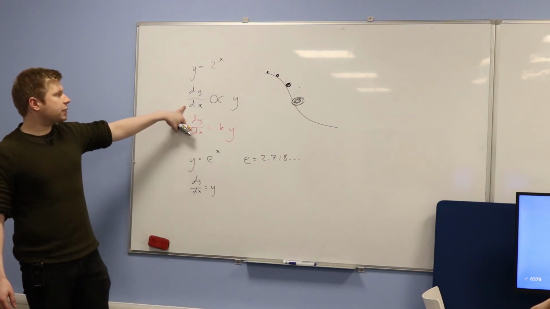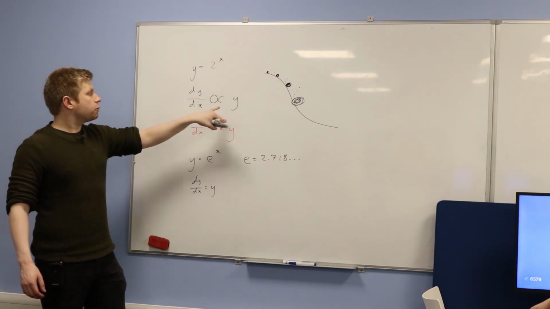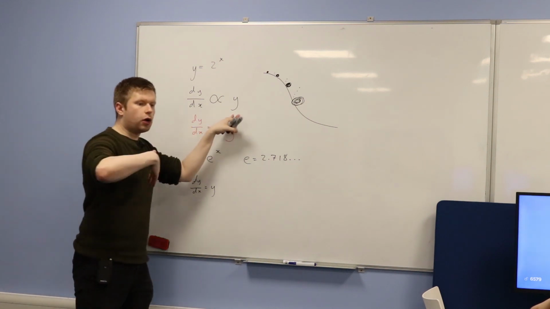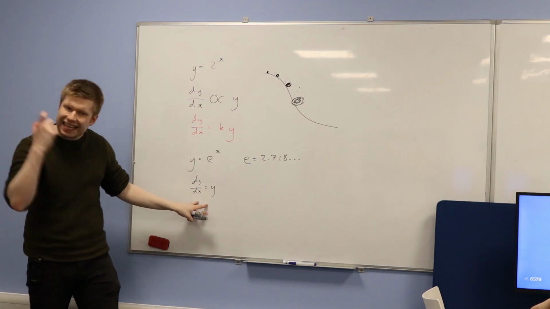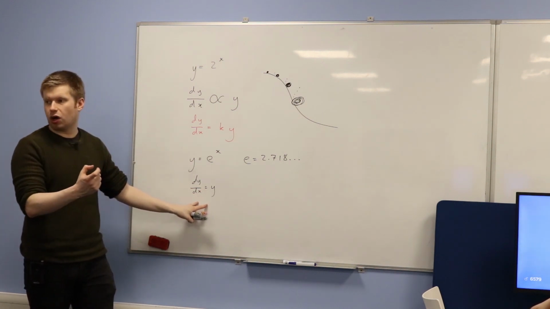So in general, with exponential functions, the rate of change is proportional to its size. It means it's always going to be off by some factor. But with a base of e, it's not just proportional, it's equal to. It's exactly the same as its size. Okay? Is that clear to everyone?